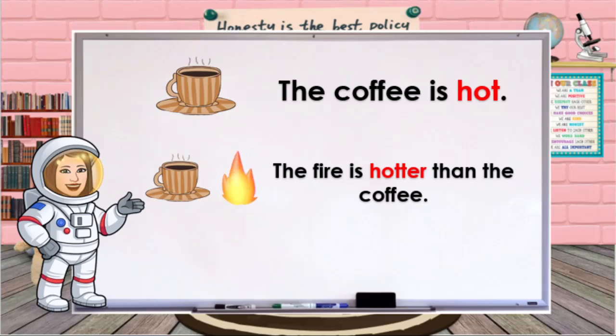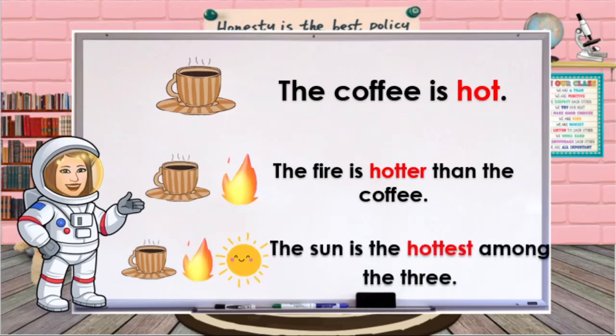Now, what if we want to compare all the 3? Which do you think is the hottest? Obviously, it's the sun. So we can say that the sun is the hottest among the 3. All these sentences show the 3 degrees of comparison of adjectives. The first sentence shows positive degree, the second sentence shows comparative degree, while the last sentence shows superlative degree.